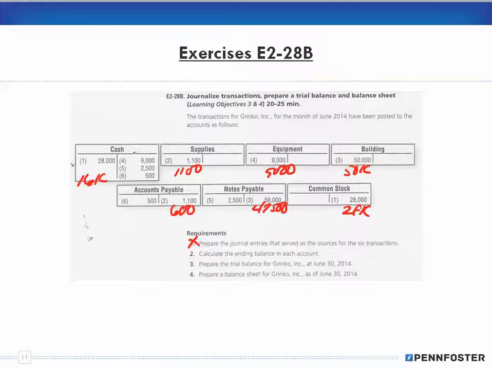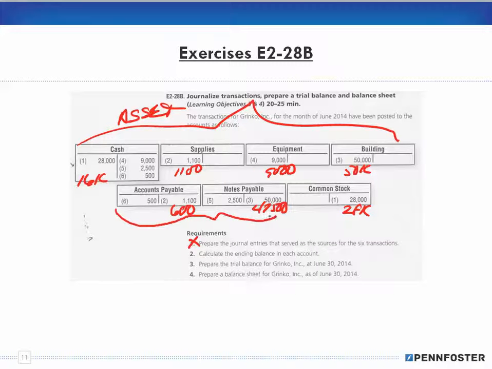Now notice all I have here, across the top, are asset accounts. Then I have 2 liability accounts, and then I have 1 equity account. Okay, just notice that. So number 2 is done. I calculated the balances in the account. So now it's telling me to prepare a balance sheet for Ginkgo, right?